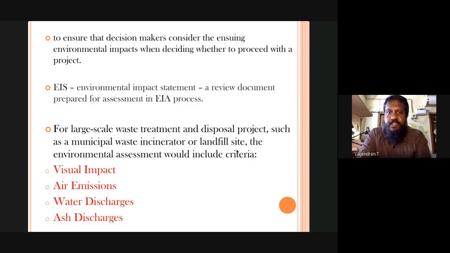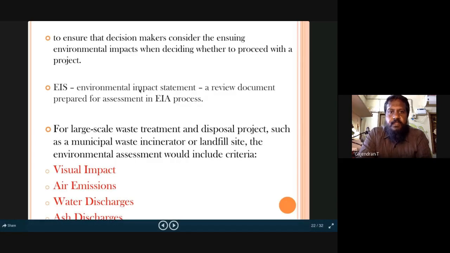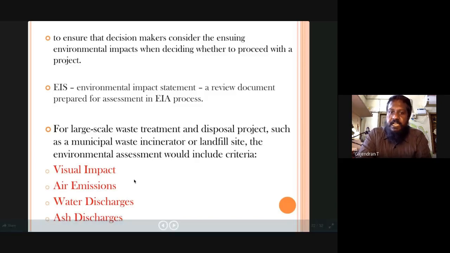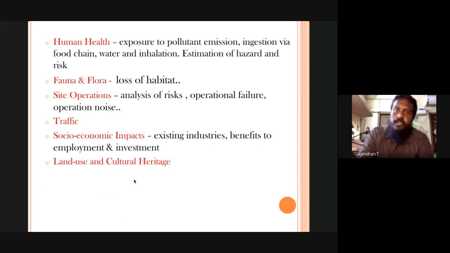So, what are the various concerns of environmental impact assessment? Visual impact, air emissions from the development, water discharge, ash discharge. Concern about human health, exposure to pollutant emissions, ingestion via food chain, water and inhalation. Fauna and flora, loss of habitat. If the development is not friendly, then it can lose the natural flora and fauna of the region. Site operation, traffic, socio-economic impact, land use, and cultural heritage.